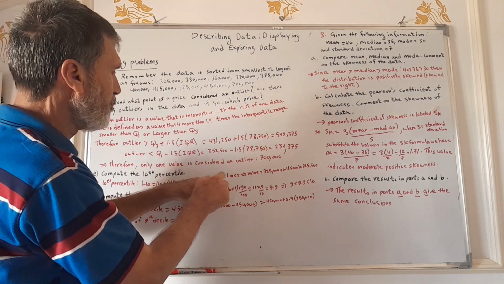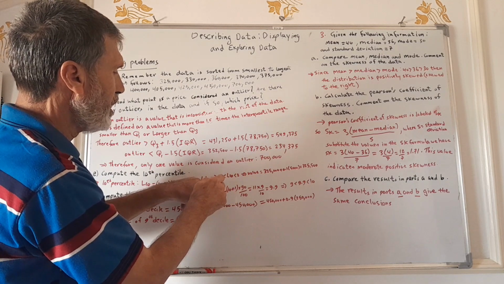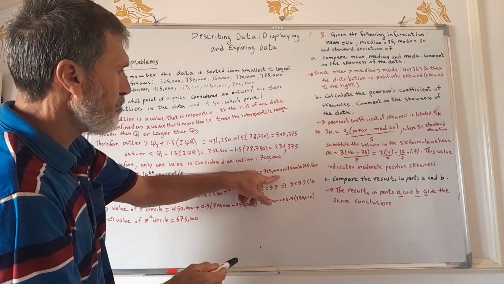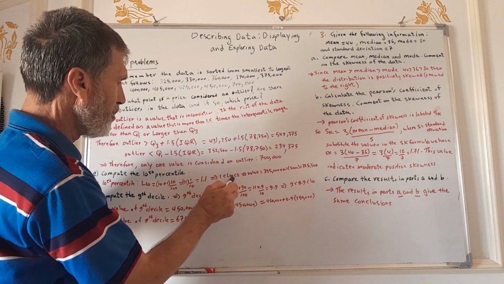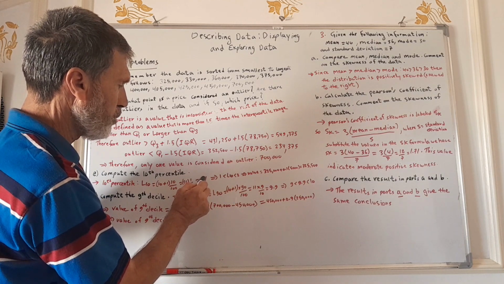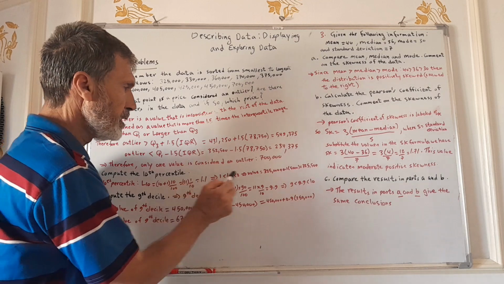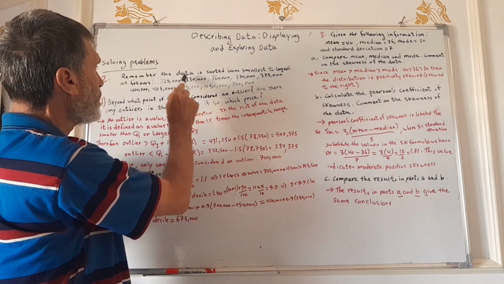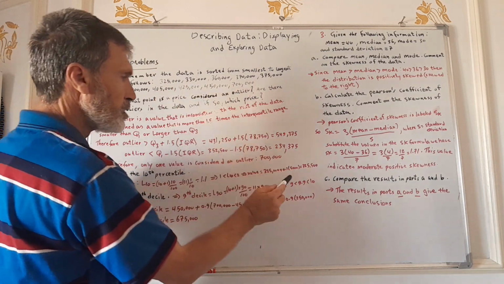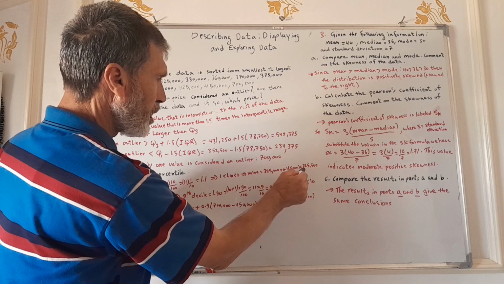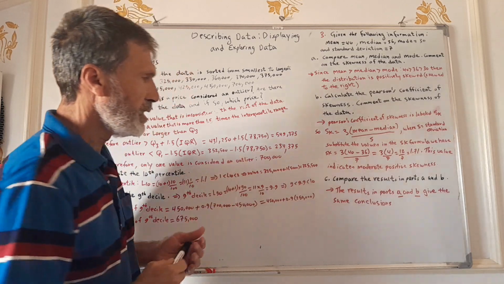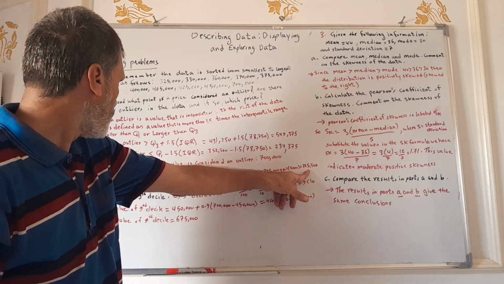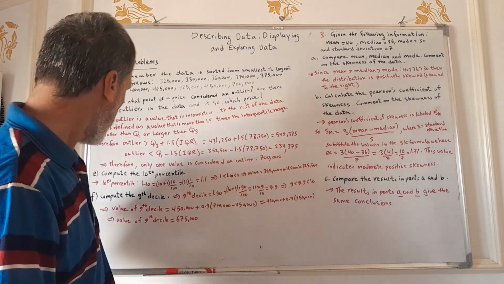Therefore, the value is going to be the lower value, which is 325,000, plus we take the decimal of 1.1, which is 0.1, times the difference between 330,000 and 325,000, which is 5,000. Multiplying that by 5,000, we come up with 325,500. This is the value of the 10th percentile.